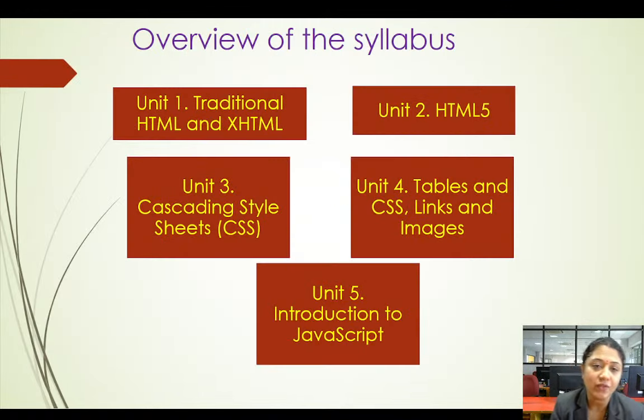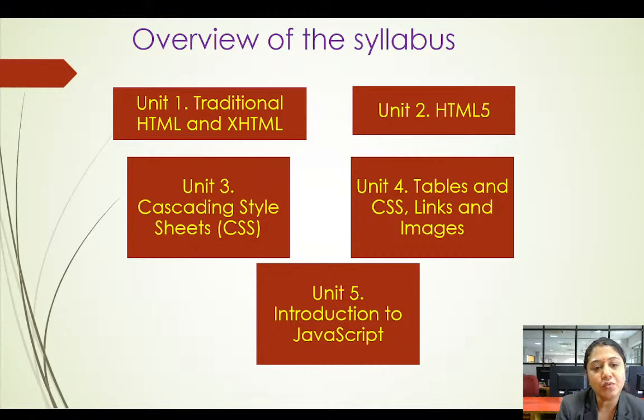Moving forward, I'll just give you an overview of the syllabus. Now, web programming is a really interesting subject for the students who have no programming knowledge at all. So there are no prerequisites required for this. The prerequisite would be you should have used a computer. That is the minimum requirement for the subject.